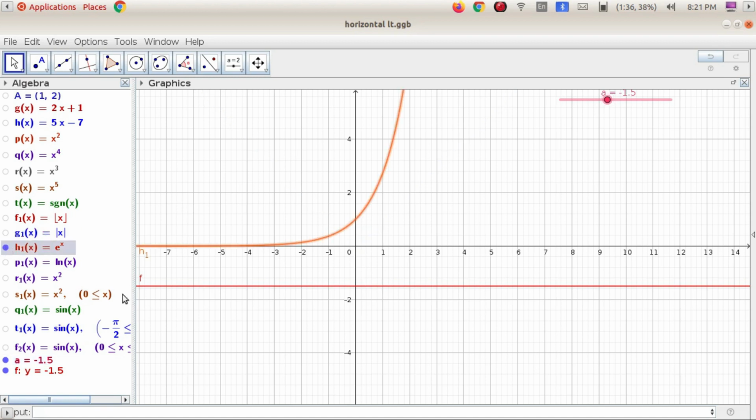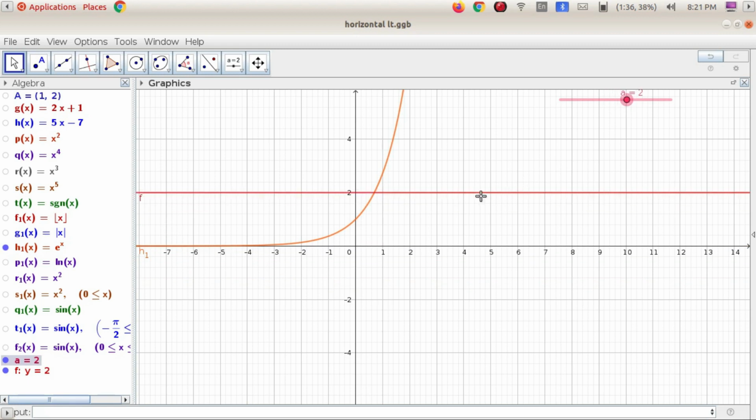Now consider e raised to x. If e raised to x is from R to R, the function is not onto. Now when we move upwards, this horizontal line intersects at a single point, so the function is one-one. To make the function onto, we have to restrict the codomain R to R plus, that is 0 to infinity. Take the codomain as the open interval 0 to infinity, then the function becomes onto. So e raised to x from R to the open interval 0 to infinity is both one-one and onto.